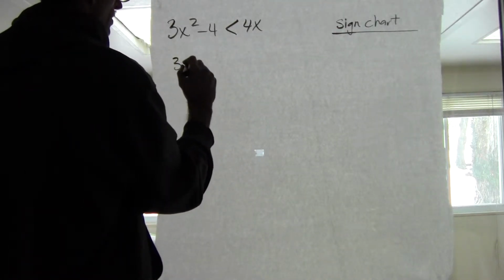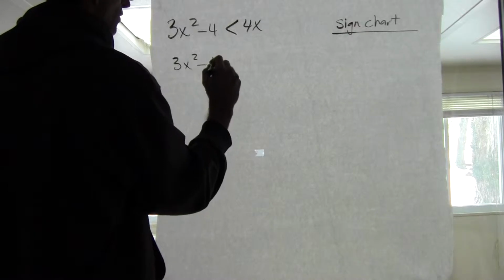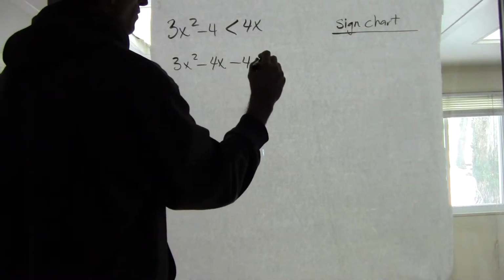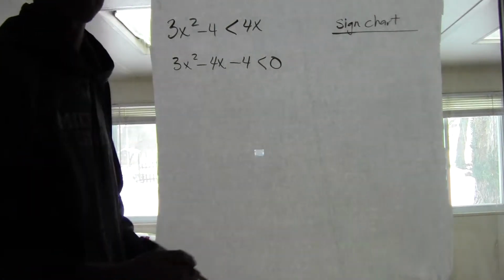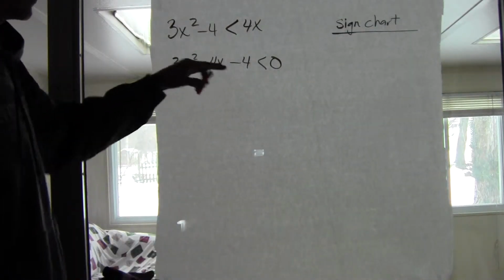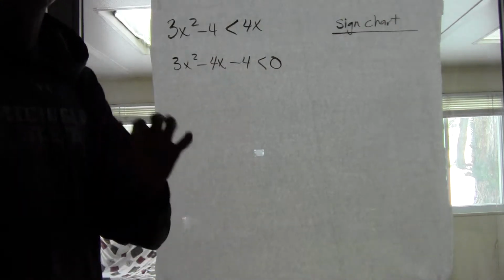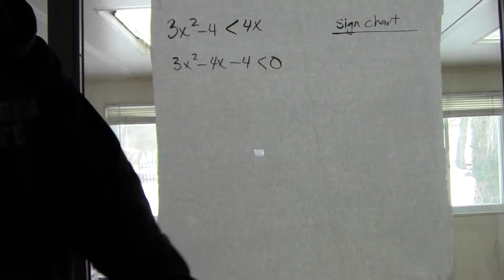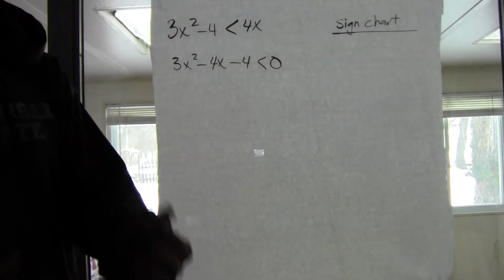So it's going to be 3x squared minus 4x minus 4 is less than 0, right? You see that, right? Minus 4x here, minus 4x there. So now you have this. Now, you could use the quadratic formula. You'll get the answer, no problem. But if you can, try to do it skillfully first.